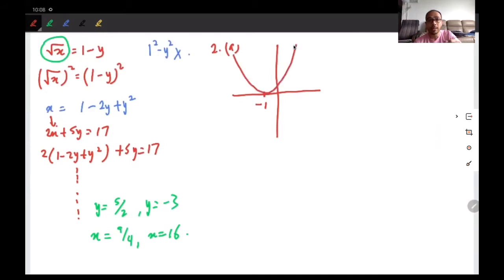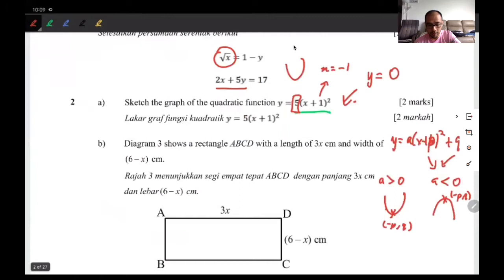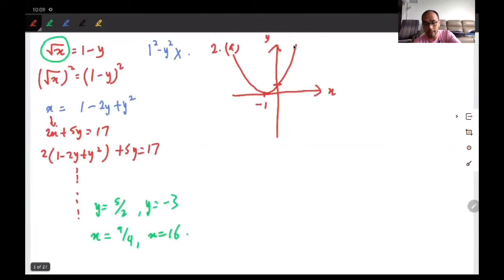But it's always not enough lah. You need to have another point. So another point will be this one. So what happens when x equals to 0? What is the value of y? So when x equals to 0, y equals to 5 times x plus 1 squared. So you get 5, lah. So over here is 5.